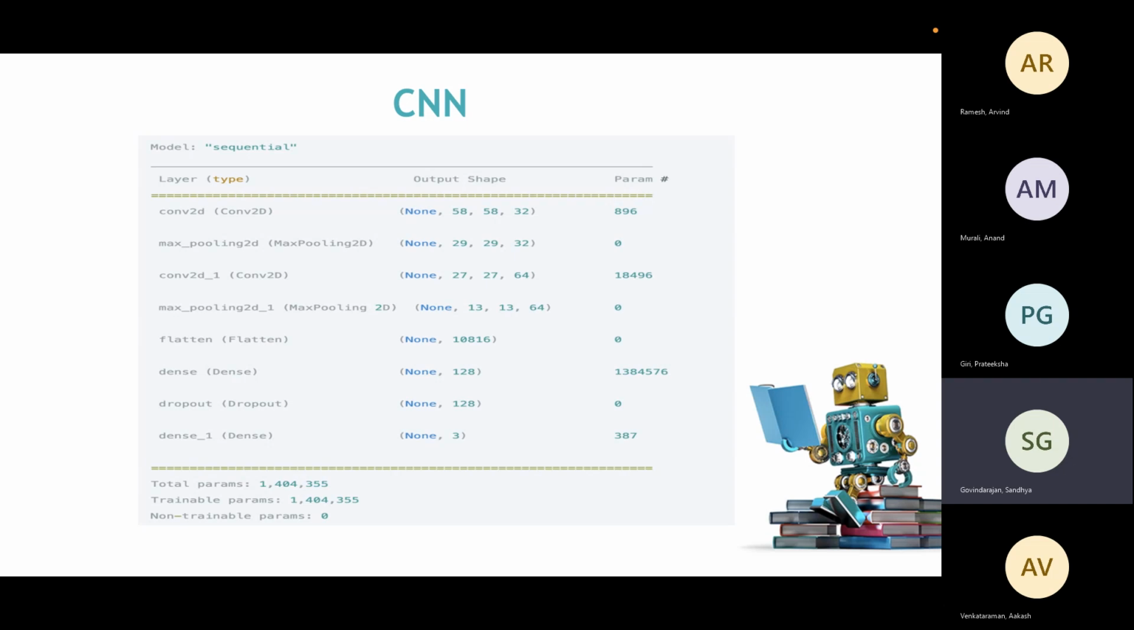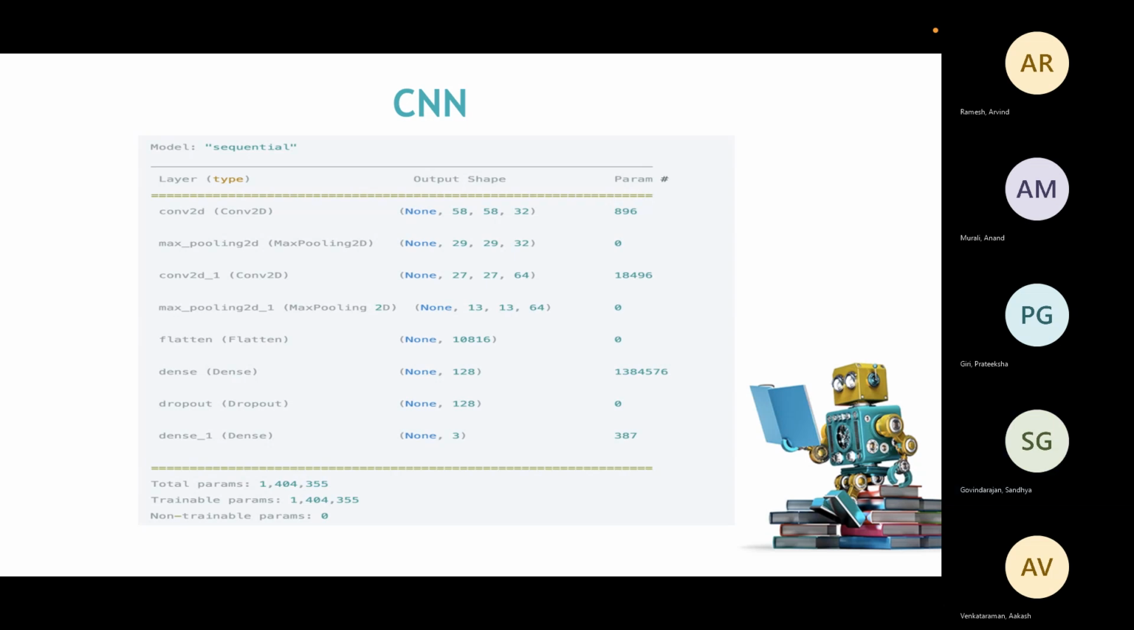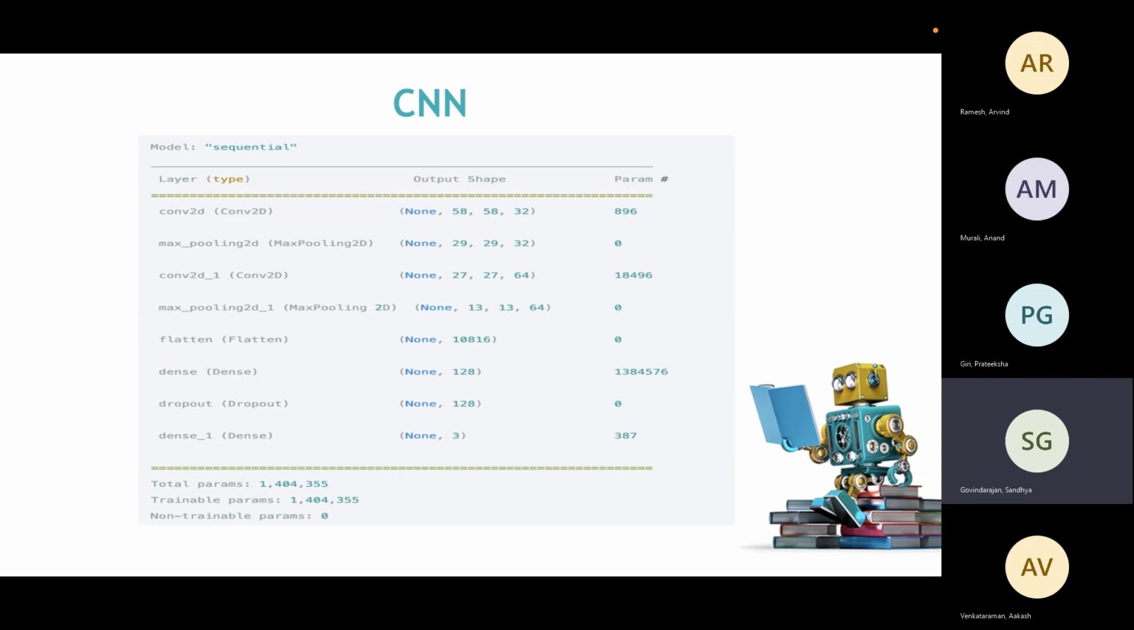We use this optimizer because it has a history of adapting the learning rate based on the historical gradients. And it's also very flexible. So that's why we went ahead with the ADAM optimizer.